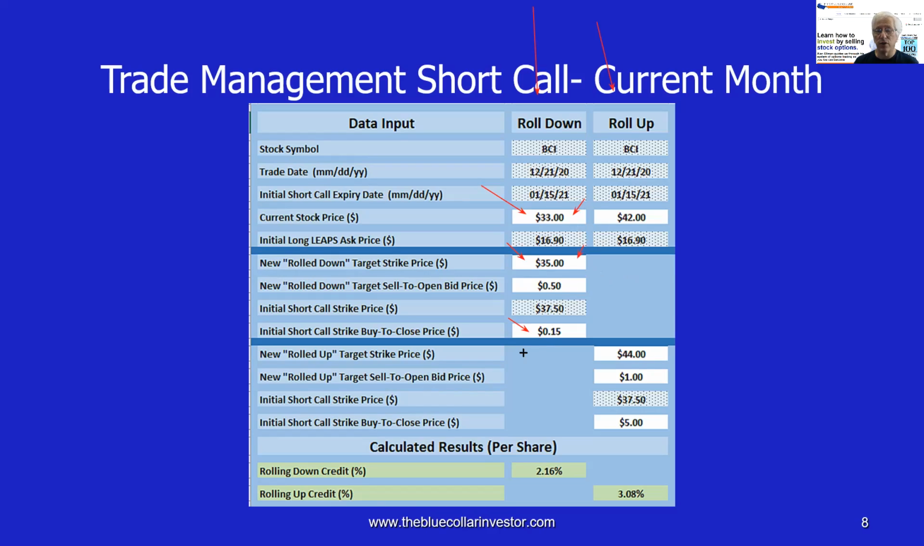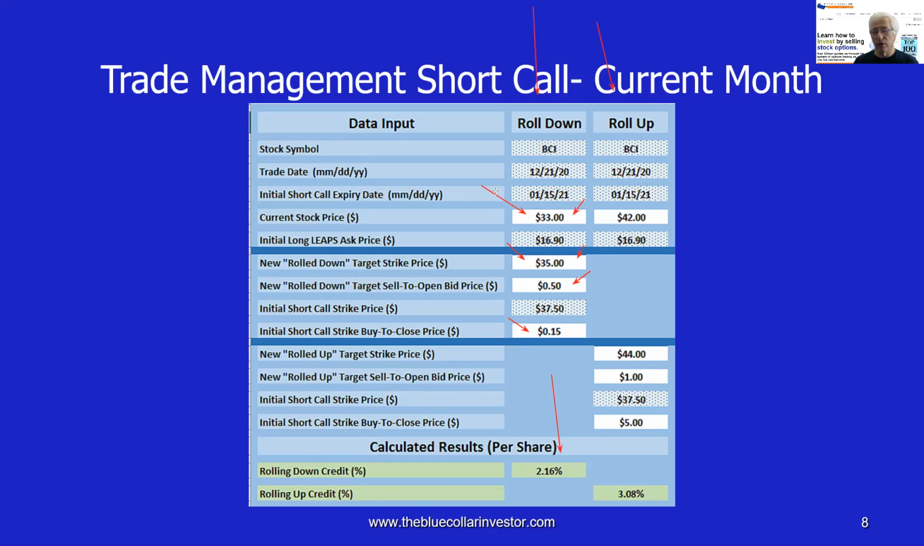Remember, the price of the stock going down will also cause the value of the option premium to go down. So we could buy it back at a much lower price than what we originally sold it for. Now, because we're rolling down, we're going to get a higher premium than the cost to close, in this case, 50 cents. So we have a net profit on the option side of 35 cents, which results in a 2.16% rolling down percent credit.